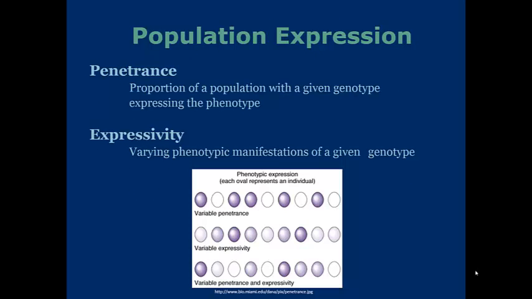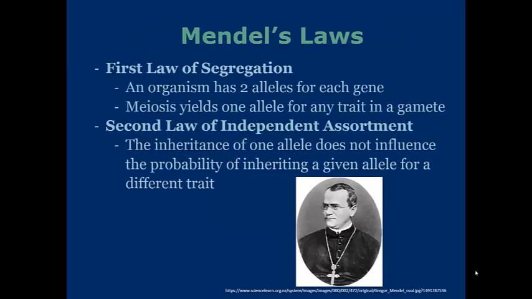Now that we've talked about expression on the individual scale, let's talk about it on the population level. Penetrance is the proportion of a population with a given genotype expressing that given phenotype, whereas expressivity is how varying phenotypes manifest from a given genotype. Examples are listed below: variable penetrance, variable expressivity, and variable penetrance and expressivity are noted.